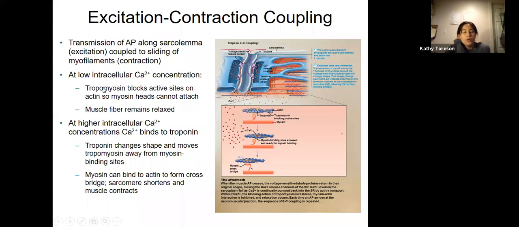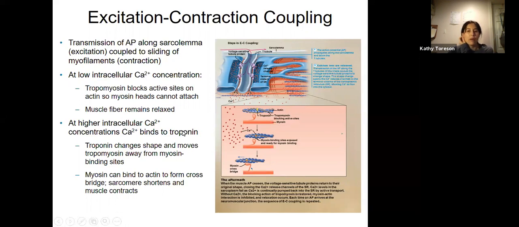So those proteins that we mentioned briefly, tropomyosin is a protein on actin, right? And it blocks myosin from binding to the actin. So we actually need to move that tropomyosin away. So we do that by using calcium. So calcium binds to this other protein that we mentioned earlier, troponin. And when that happens, then troponin can move tropomyosin away from the binding site.